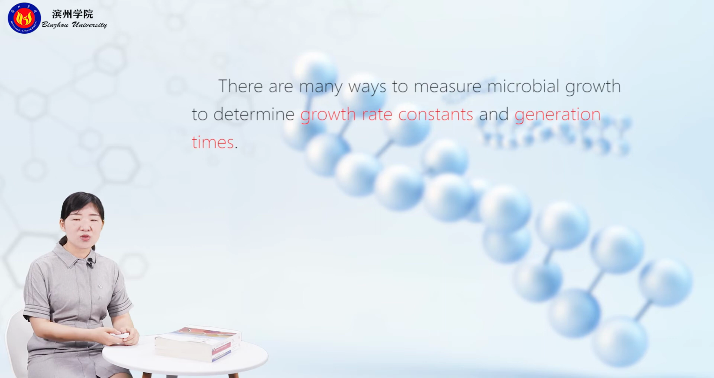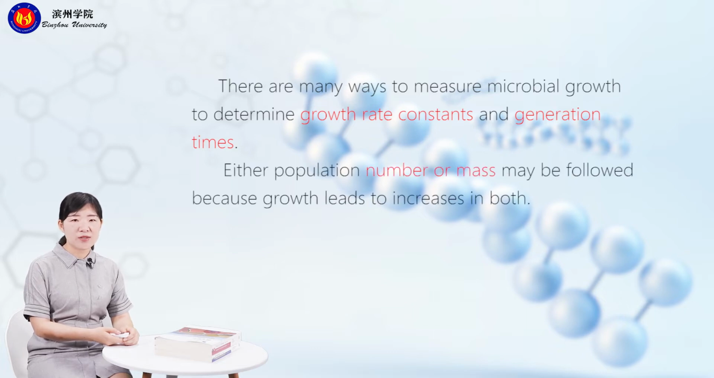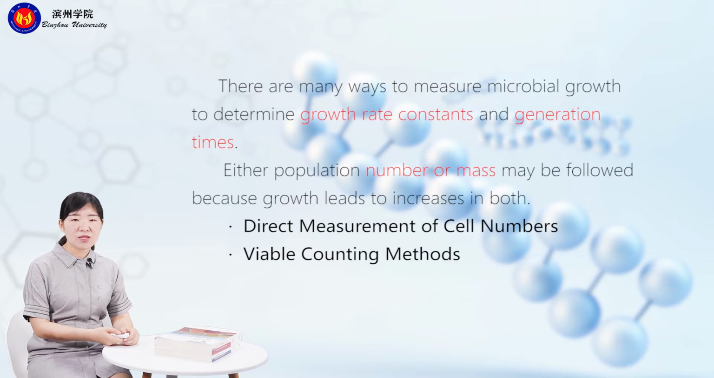There are many ways to measure microbial growth to determine growth rate constants and generation times. Either population number or mass may be followed, because growth leads to increases in both. In this section, let's talk about direct measurement of cell numbers and viable counting methods first.